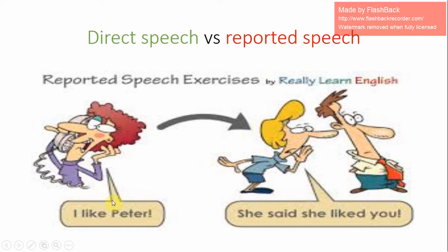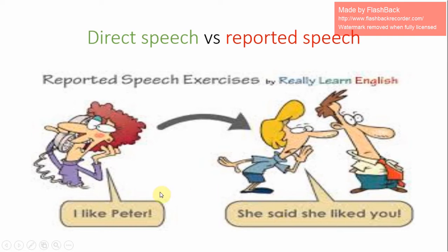So let's see. I like Peter. She said she liked you. I repeat, I like Peter. She said she liked you. Said. This is the simple past of the verb to say. Say, said, dire.